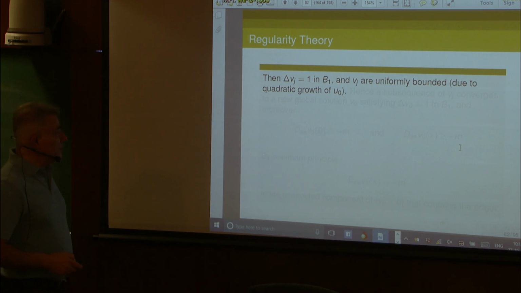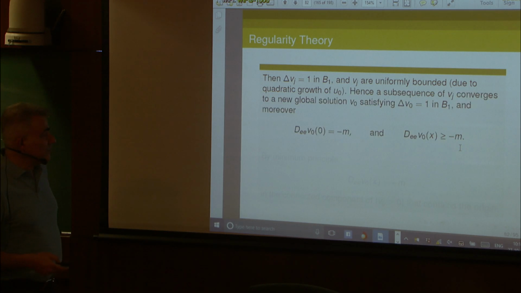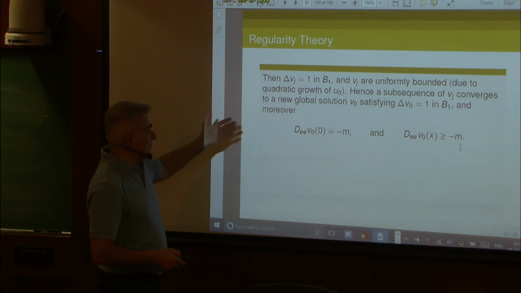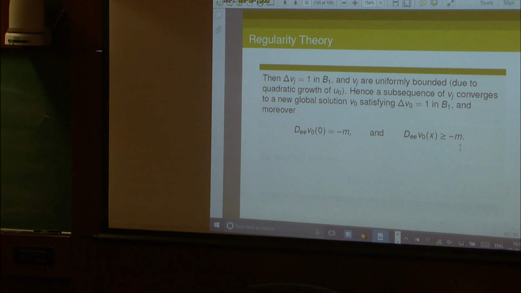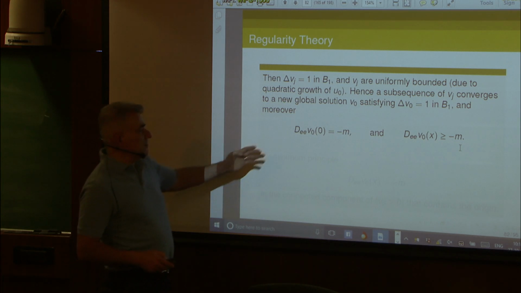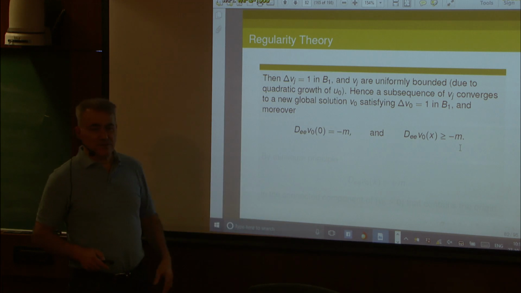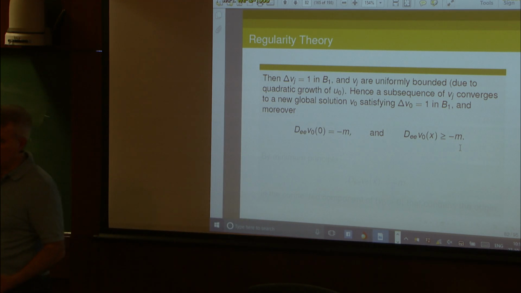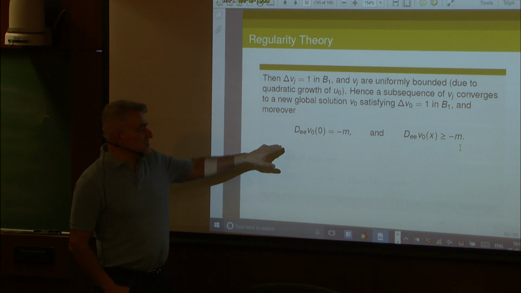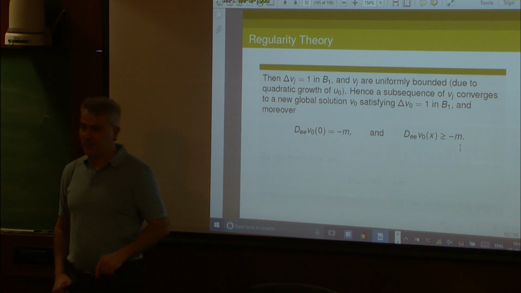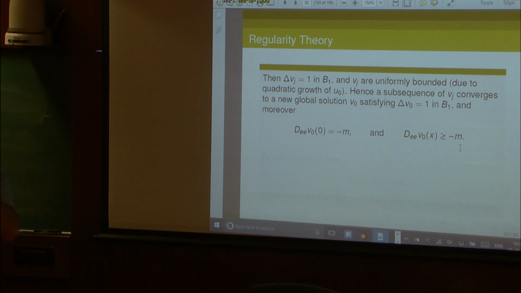So Laplacian of Vj is 1 in the ball B1. Vj is uniformly bounded due to quadratic growth. And therefore, a subsequence, according to all the rules we have learned, compactness, will converge to a limit solution, where Laplacian of V0 is 1 in B1, and not only there, but it's 1, of course, everywhere where its support is. And then you really take the infimum value for this guy at the origin. But then, by minimum principle, this cannot happen. This function has to be exactly the constant minus m.